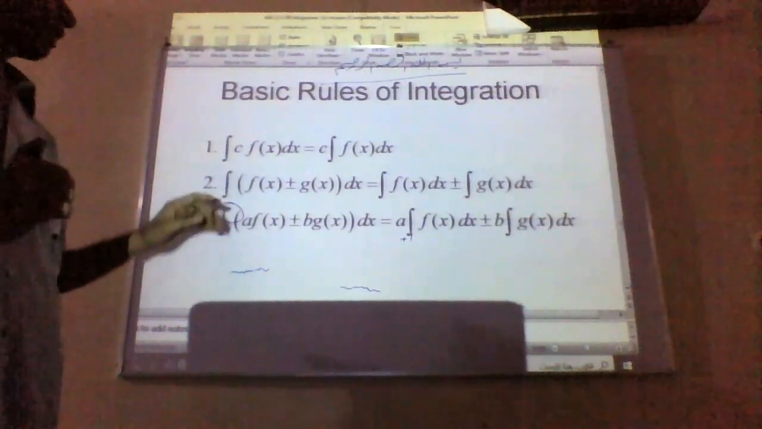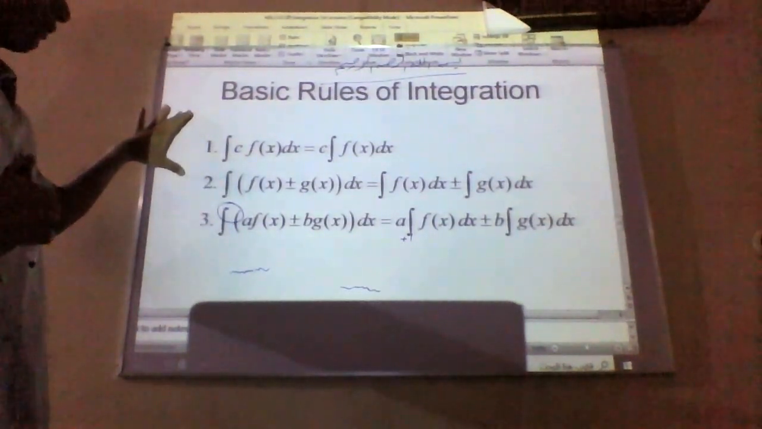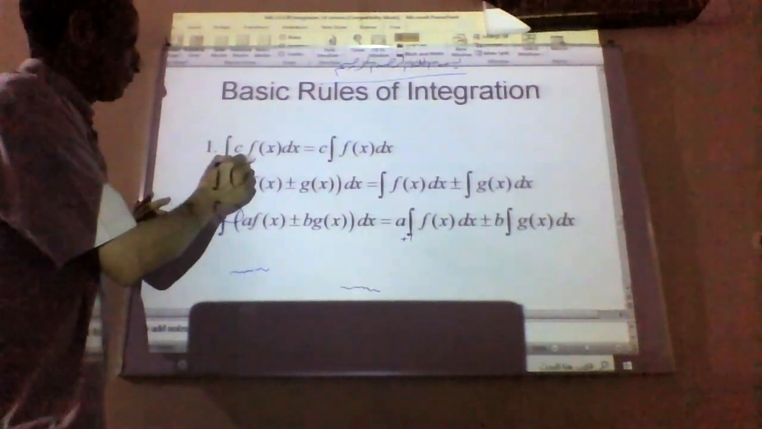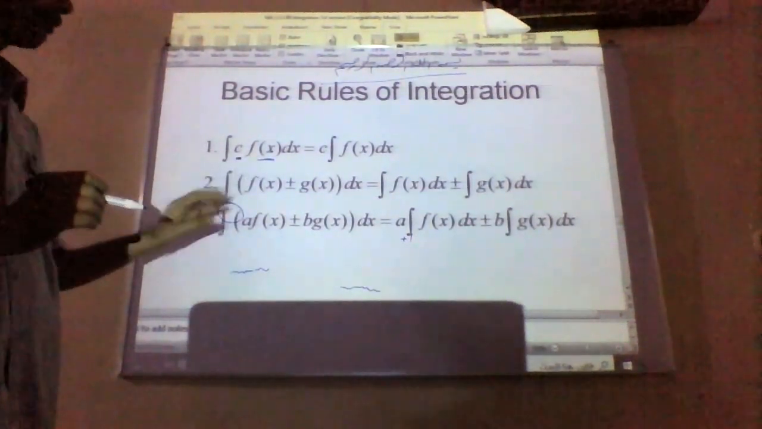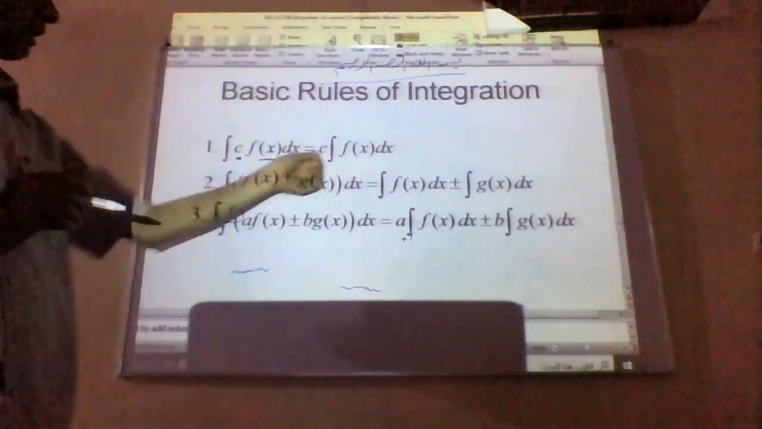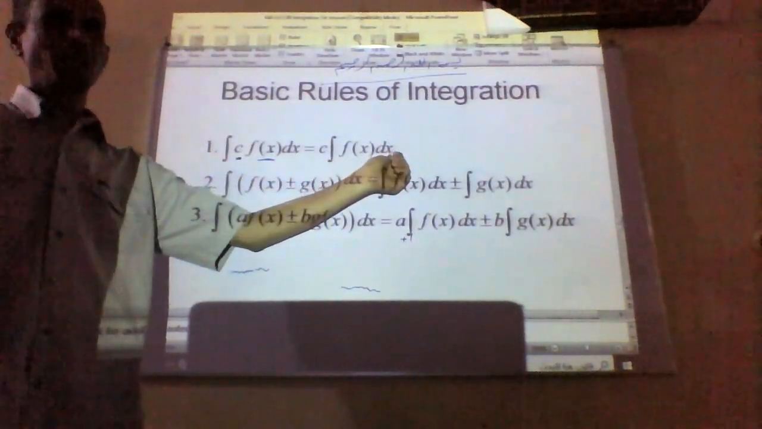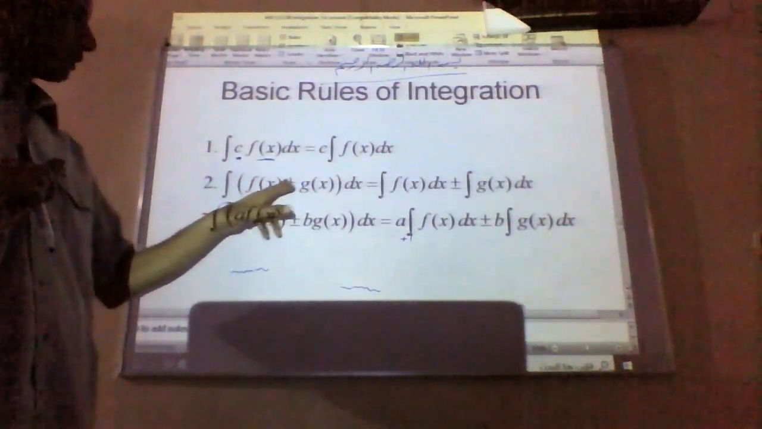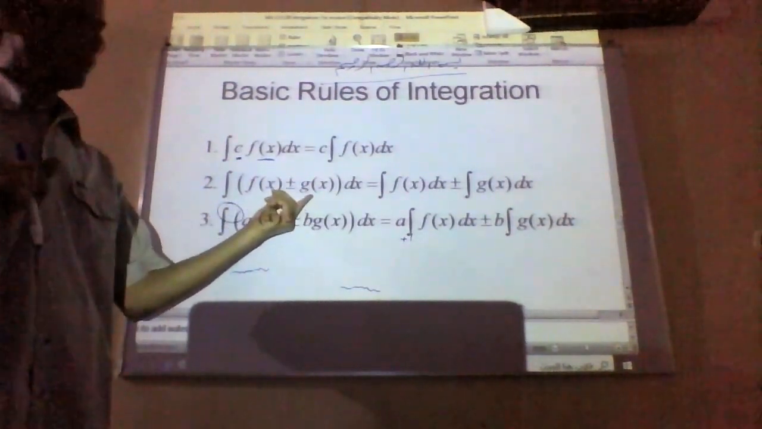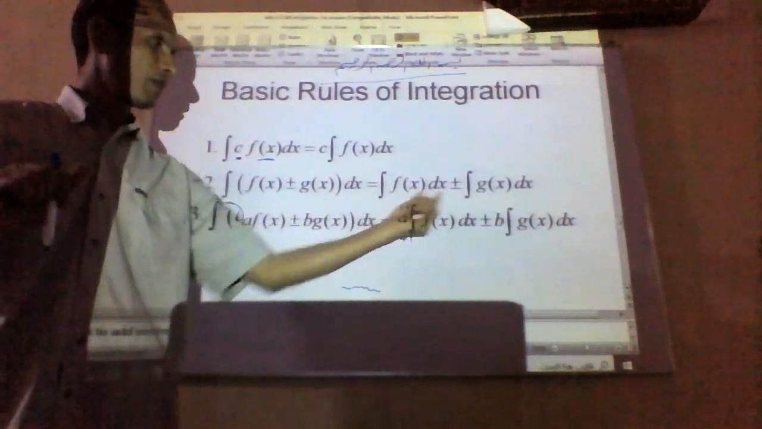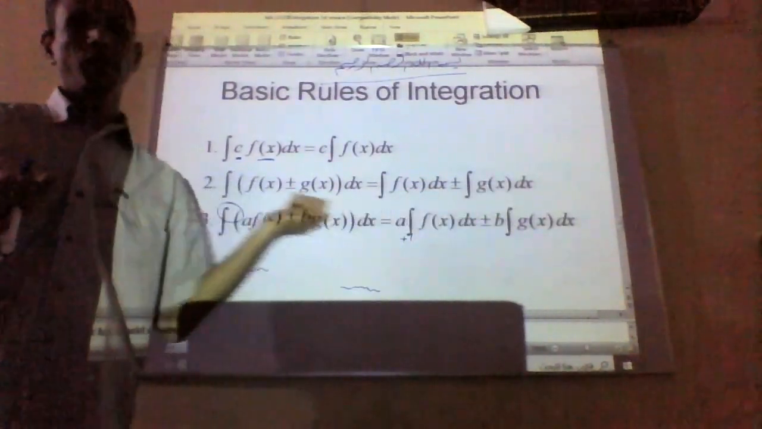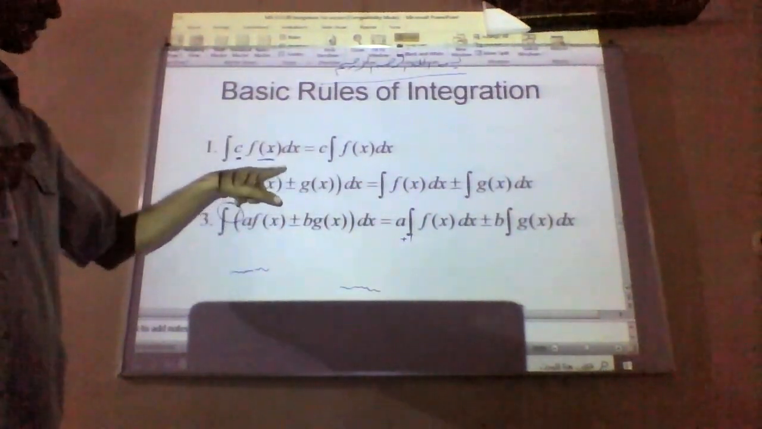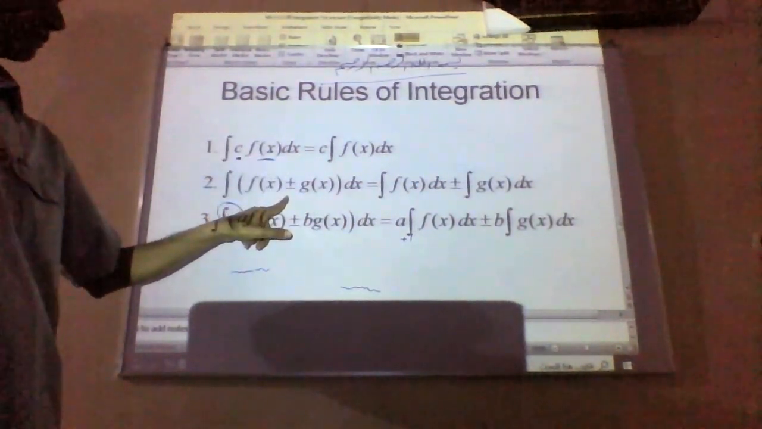Basic rules for integration. If we have a constant multiplied by a function, we can take the constant outside the integration and integrate the function as we did in differentiation. The integration of the sum or the difference of two functions will be the sum or the difference of the two integrals. We can distribute the integration sign over the addition and the subtraction.